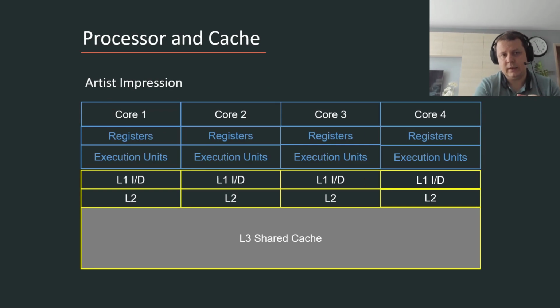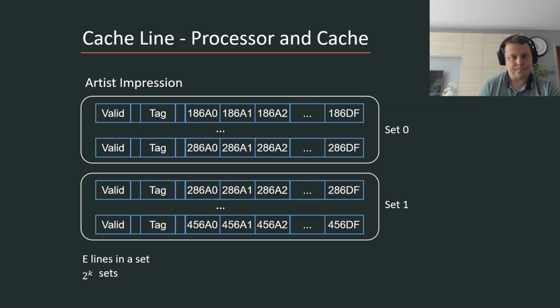And this is, like I said, a simplified version of this. This is like an artist's impression, where each CPU will have multiple cores. Each of these cores usually has registers, execution units, and caches. And there's multiple levels of these caches. So here in this example, we have L1, L2, and a shared cache, which is the L3 cache.